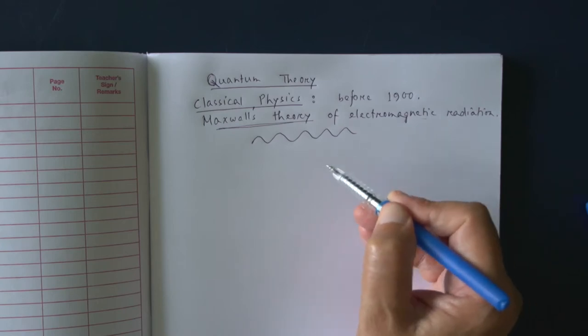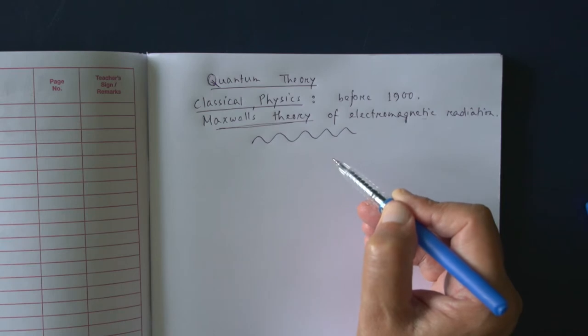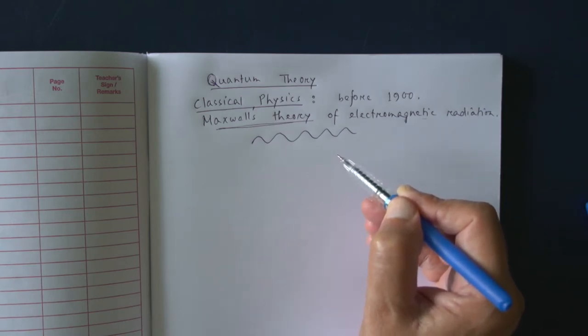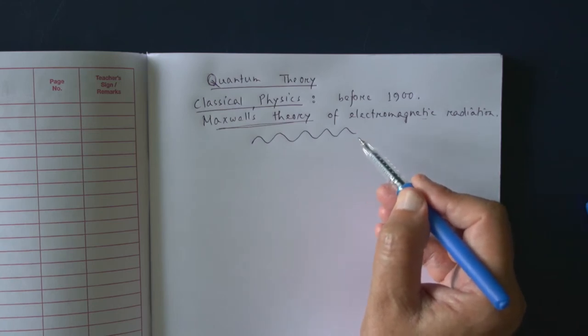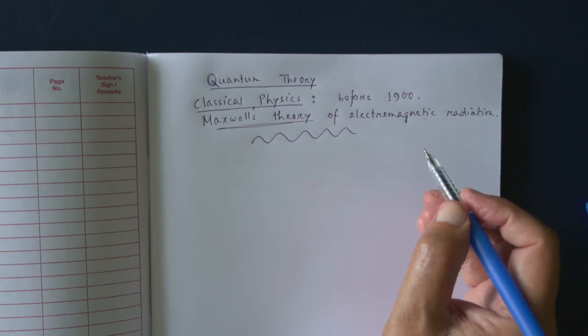Sound travels as wave. But sound wave requires medium. Normally, medium is air. Okay? That is sound wave. But electromagnetic wave does not require any medium.